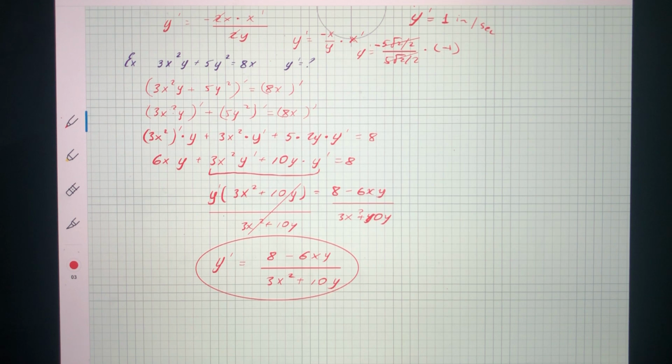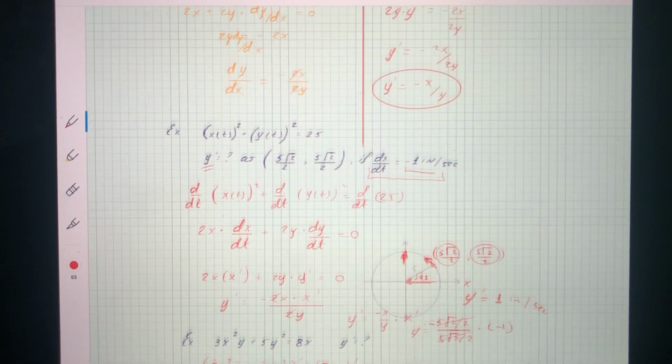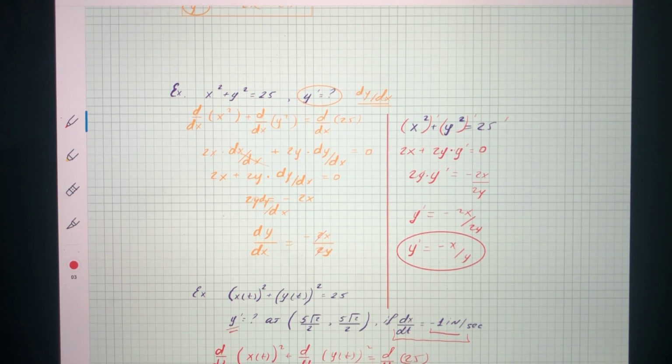That's how to use implicit differentiation on a function that is solved or not solved for the y.